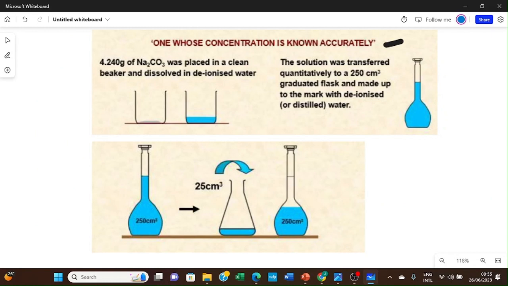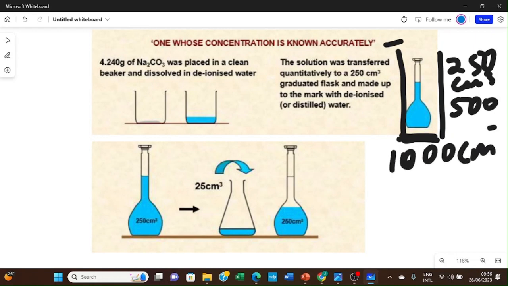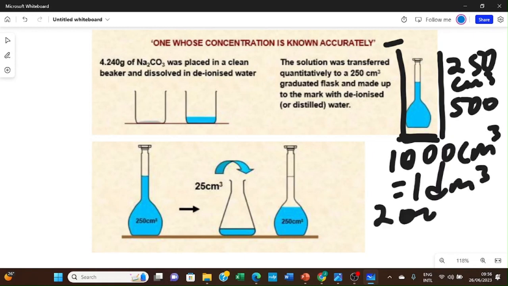Now to prepare a standard solution, it's as simple as ABC. A standard solution is a solution whose concentration is known accurately. We prepare a standard solution using what we call a standard flask, also called a volumetric flask or graduated flask. It comes in different grades. We have 250 cm cube standard flask, 500 cm cube, 1000 cm cube, which is equivalent to 1 dm cube, and 2000 cm cube.